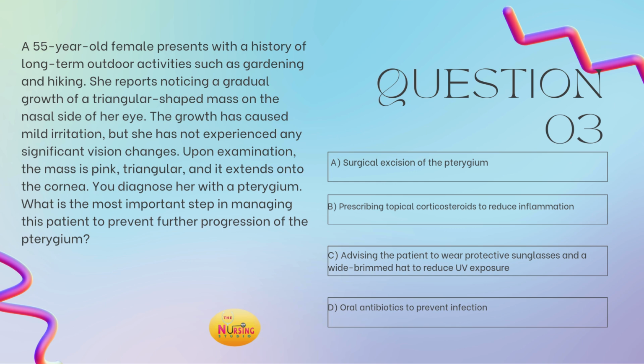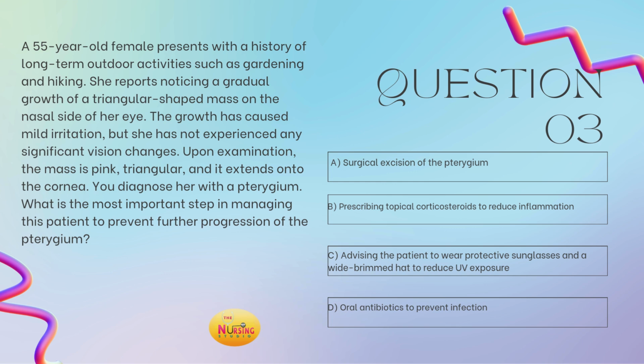Because we're saying management, so that's treatment. What do we need to plan and treat at this stage, right? So we have a 55-year-old female. She comes in. She has a long-term history of doing outdoor activities. She does a lot of gardening and hiking, right? So that lets us know that she is exposed a lot to the UV light. She reports noticing gradual growth of a triangular-shaped mass. Clear description of pterygium. We say that we have already diagnosed her with this, right?